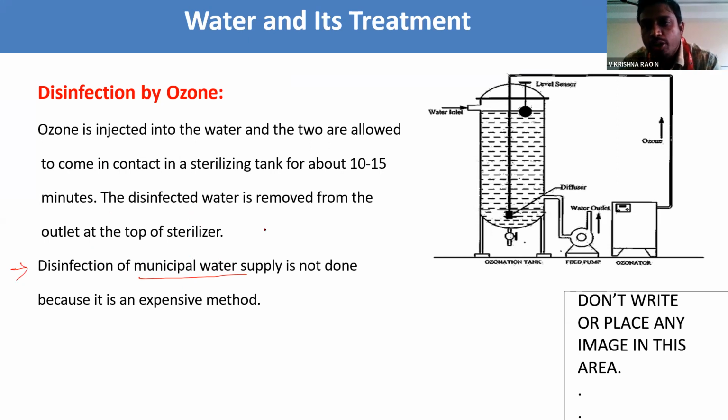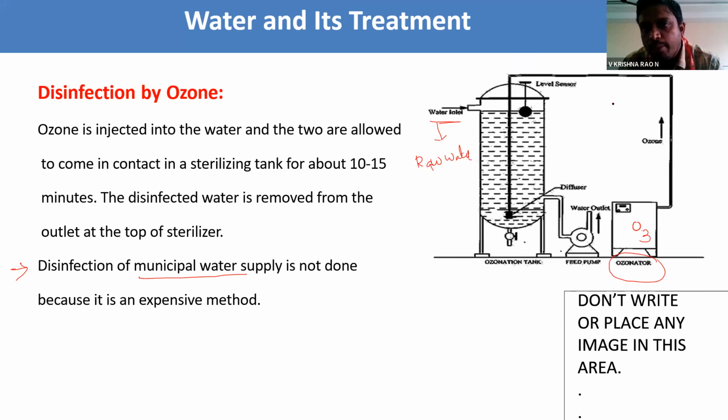Here we have an ozonator. From this ozonator we are passing ozone gas, O3, through this pipeline from the top. This is the water inlet. This is raw water, which contains pathogenic bacteria. Raw water we are introducing from this side.